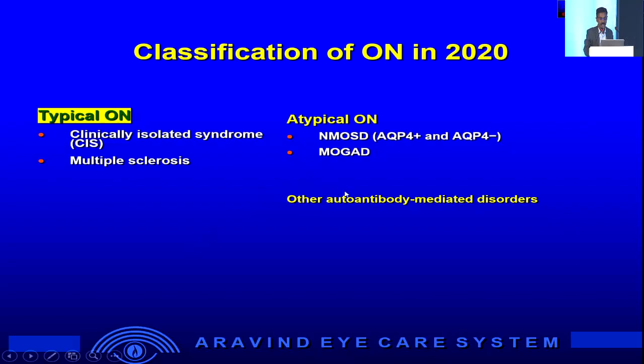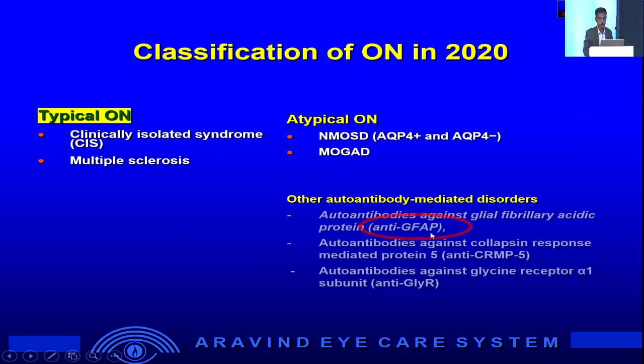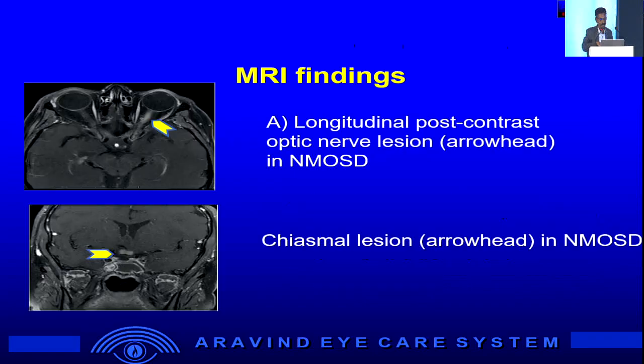So there are also other autoantibody mediated disorders like anti-glial fibrillary acidic protein. These antibodies also have been described, as well as newer antibodies for which biomarkers have not been available as yet in India.